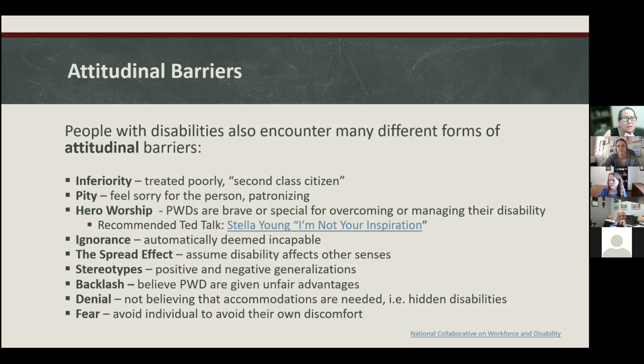And that fear, sometimes it's uncomfortable to interact with people that you've not worked with before. So when they have a severe disability or you've never talked to somebody who's deaf or blind, just trying to get past that and focus on the individual and not on the disability.